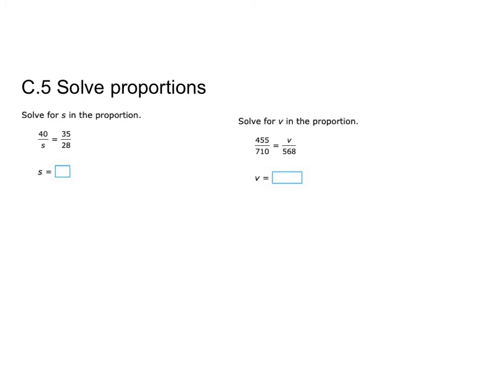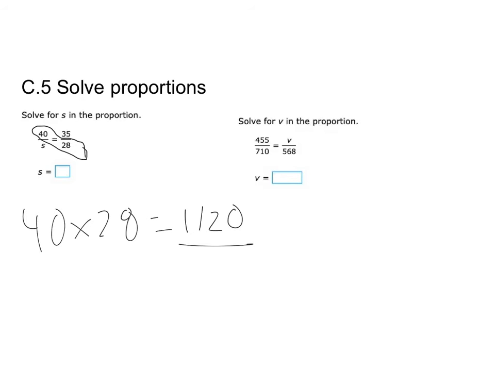Now in C.5, we have some straight calculator problems. All we're going to do is multiply and divide, multiply and divide. So if we think about what we know about proportions, we're going to multiply these two numbers, the ones that are opposite each other, like kitty corner. So we take 40 times 28. And then we're going to divide whatever we get, 40 times 28, 1,120. And we're going to divide that by the other number, in this case, 35. And this is just straight calculator, right? So we get S equals 32.